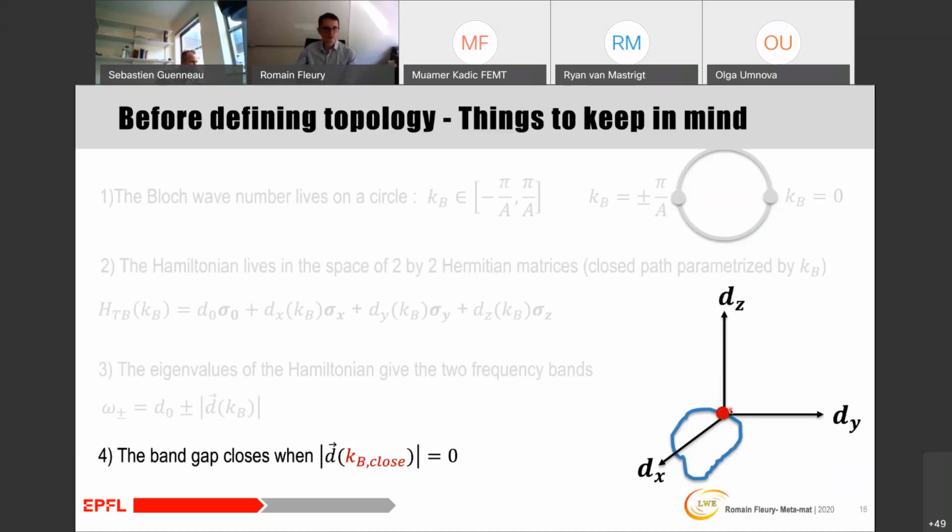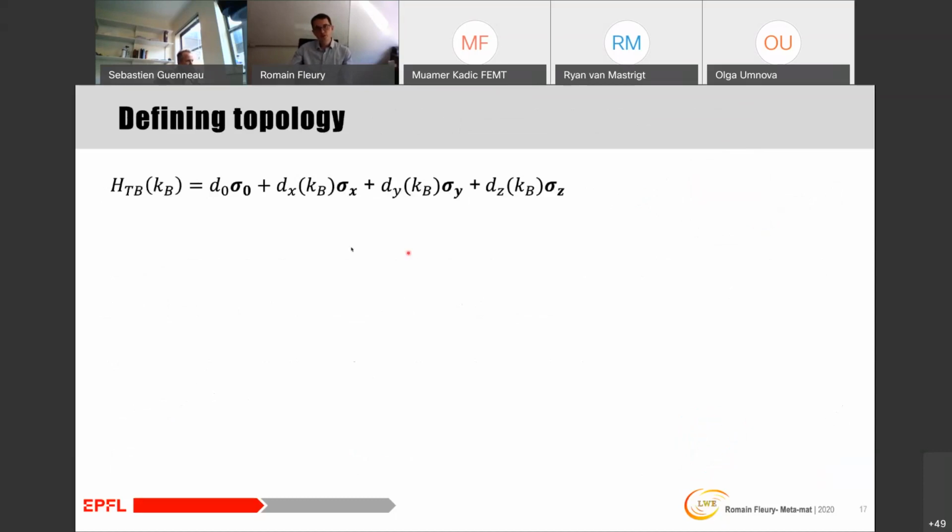Okay, so we have a few things to keep in mind, and now we are ready to define the topology. So we start from the Hamiltonian, and the first thing we notice is that in the case of the SSH chain, because we have identical resonators, it's omega 0, omega 0, omega 0 everywhere, there is no dz term. This is always 0. And this is known in condensed matter theory as chiral symmetry. This is an important condition to define the topology. If you don't have that, you are not able to do it.